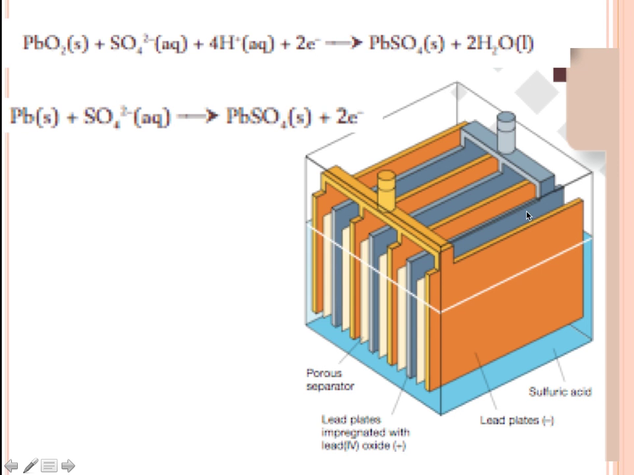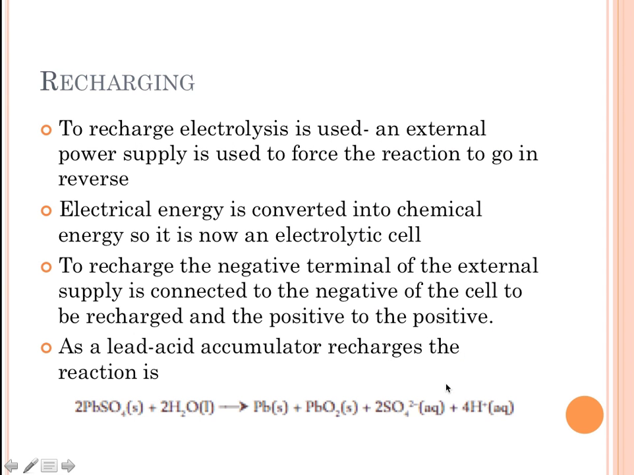Okay, so the sulfuric acid, surrounding it, bathing it, it's a pretty concentrated solution, but not pure. Okay, and then we have multiple plates, which have got, the grey ones have got the lead oxide in them. The orange ones are just straight lead. They're not actually that colour, it's just to show you.